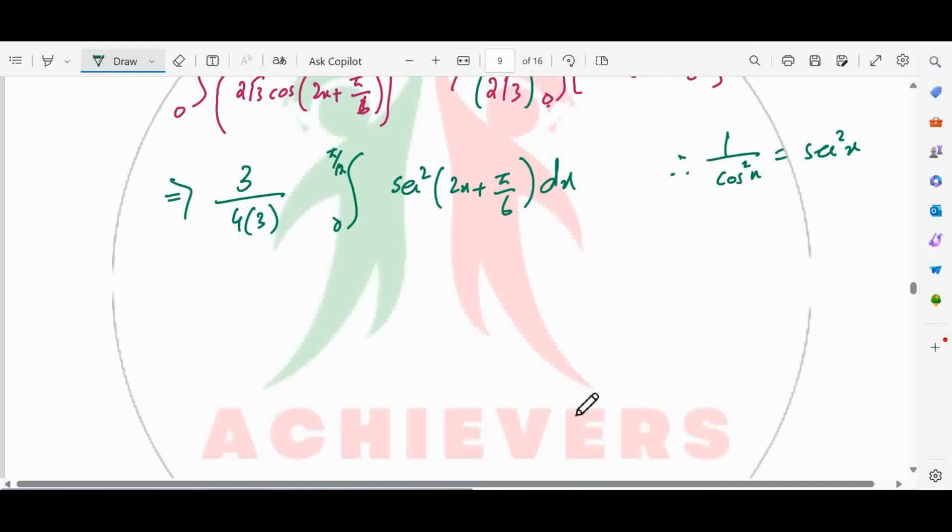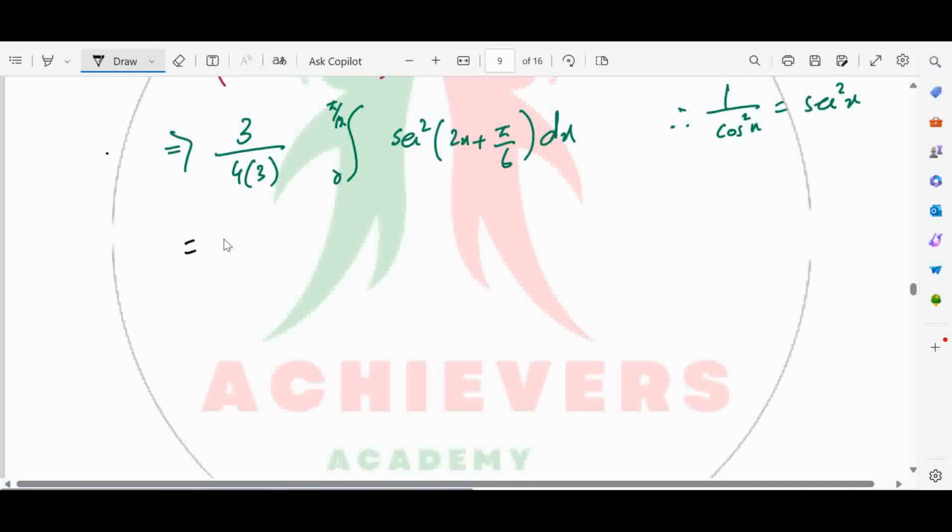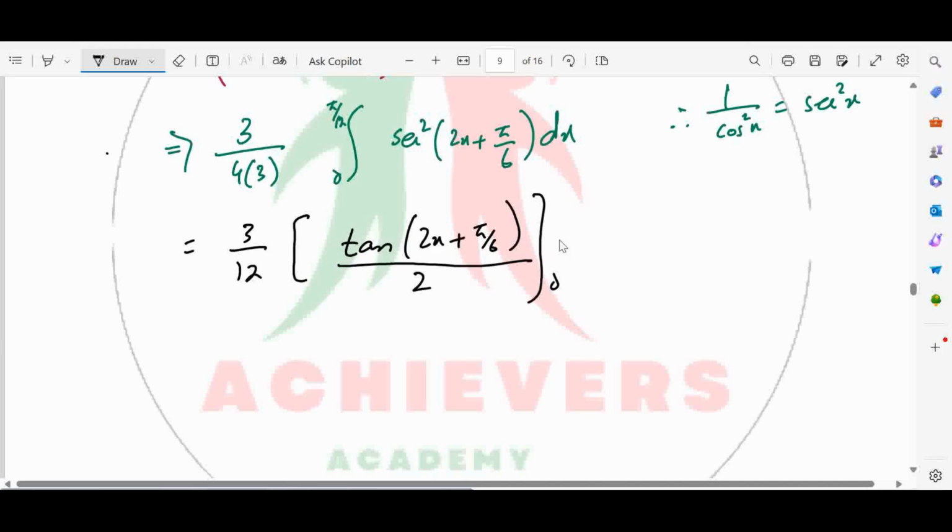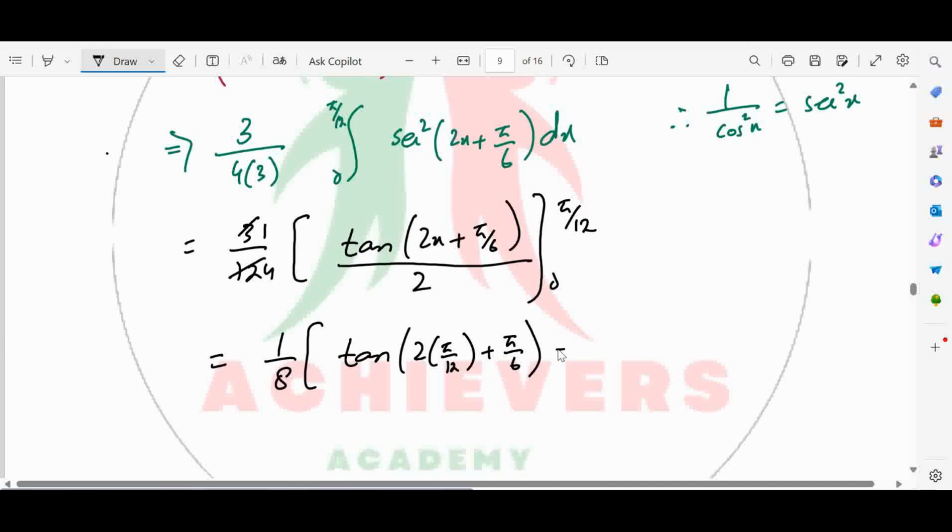Now we can easily integrate it. We know the integration of secant square, so this will be equal to 3 divided by 12 into tan of 2x plus pi by 6, and we know that whatever the coefficient of x is, we have to write it over here. The coefficient of x is 2. Now we will put the limits, upper limit minus lower limit, and we will get the final answer. So this will be 3 ones are 3, 4 twos are, so basically this will be 1 by 8 into, because we need to multiply it, upper limit minus lower limit: tan of 2 into pi by 12 plus pi by 6, bracket close, minus tan of 2 into 0 plus pi by 6, upper limit minus lower limit, we need to follow the basics.